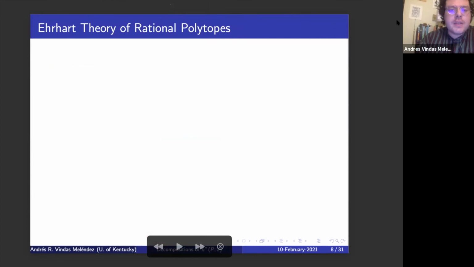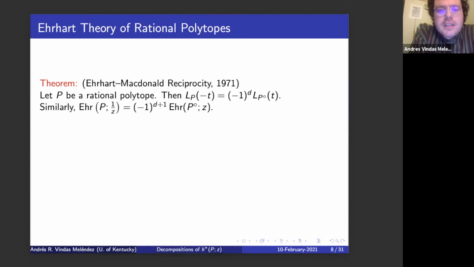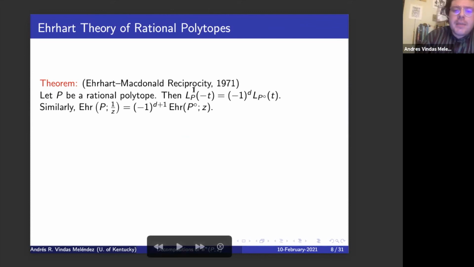Awesome. Okay, and so maybe some facts or some known results about rational polytopes. So again, we have these reciprocity results. And so we have Ehrhart-McDonald reciprocity for rational polytopes. And so if we have a rational polytope, the lattice point enumerator evaluated at negative t enumerates the number of integer lattice points in the interior of P up to a sign. Yeah. And similarly, we have this reciprocity result for the Ehrhart series.